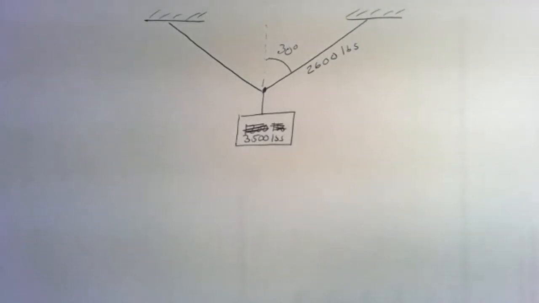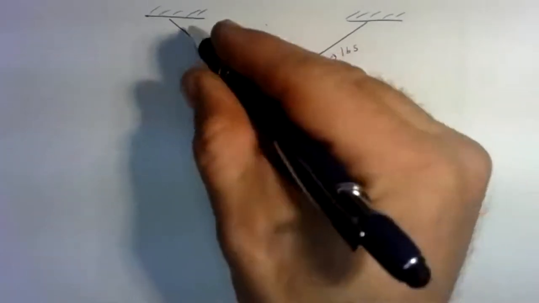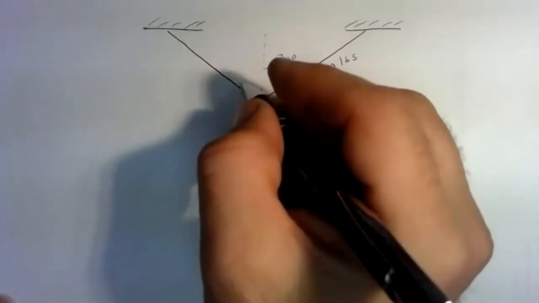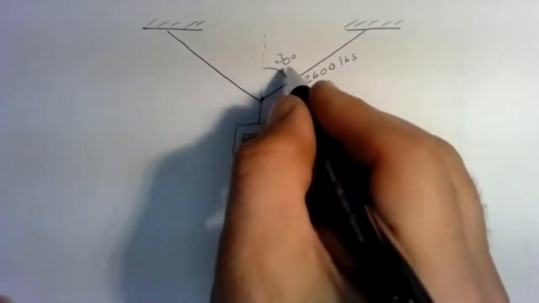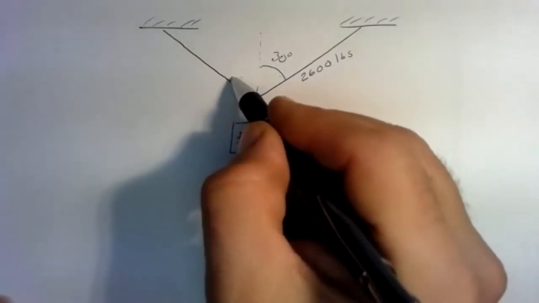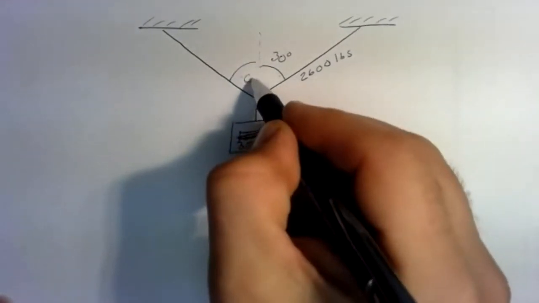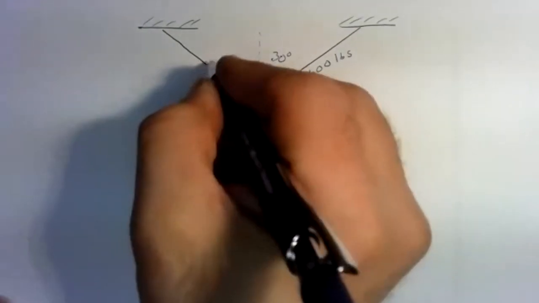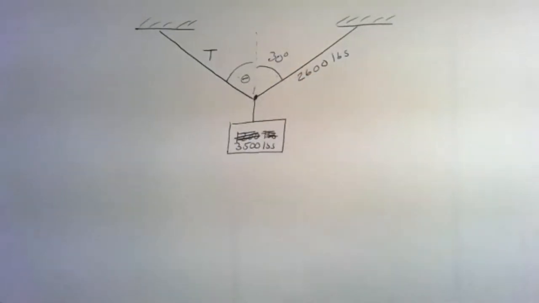So let's see how this works. Here's the issue. We don't know anything about what's going on with this rope to the left. We don't know what angle it makes. And just like I did for this rope, or this wire, I'm going to reference the angle to vertical rather than horizontal. So that's my unknown angle, and I have some unknown tension in that wire. We need to find out what those two values are.